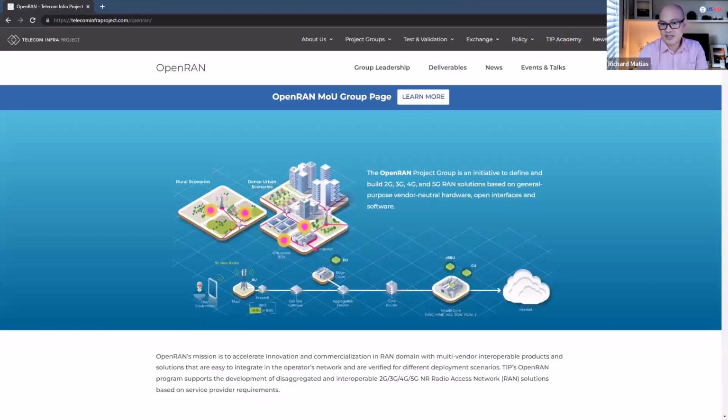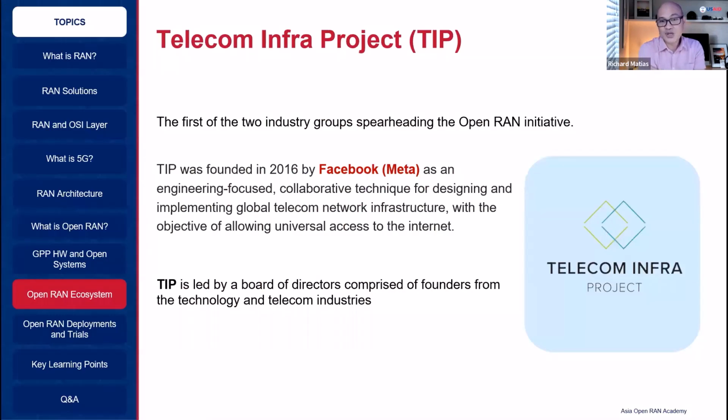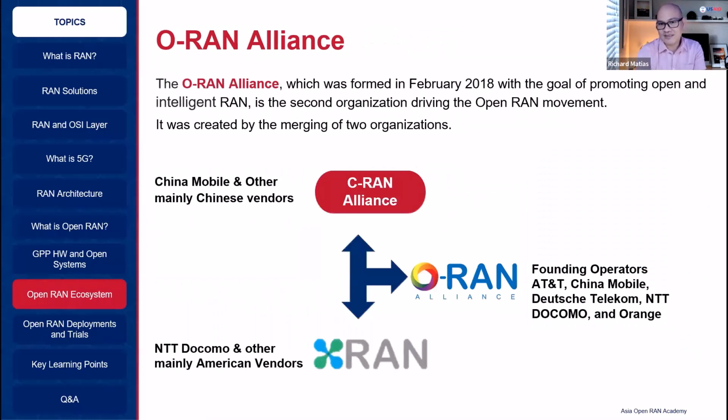Next is, sino pa? Ito, si ORAN Alliance. Si ORAN Alliance, which was formed in 2018 with the goal of promoting open and intelligent RAN. So this is the second organization driving the Open RAN movement. So mas sumunod siya, no? Mas nauna talaga si Facebook. And then sumunod to si ORAN Alliance.